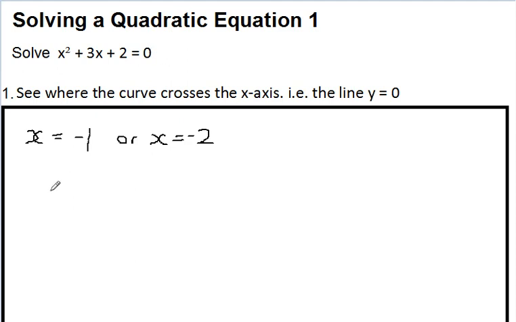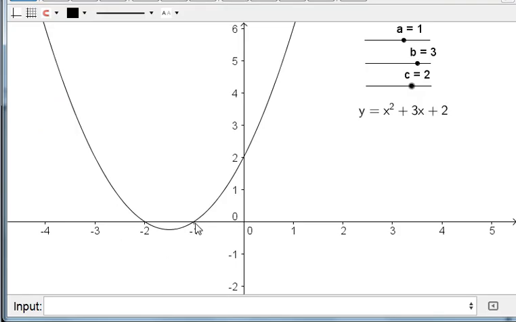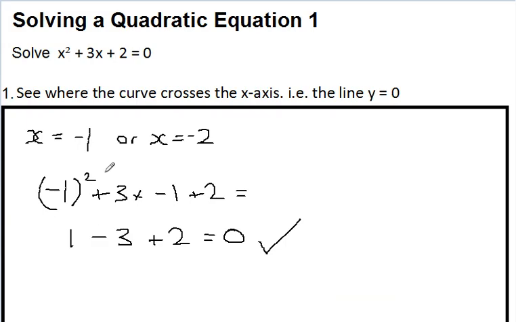Okay, so if I plug in minus 1 into this equation, so minus 1 squared plus 3 times minus 1 plus 2, does that in fact give me 0? Well, minus 1 squared is 1. 3 times minus 1 is minus 3. So that's 1 minus 3 plus 2. 1 minus 3 is minus 2. Plus 2 does in fact give me 0. So minus 1 is a solution of this equation. If I just go back, you can see minus 1 is a point where the curve crosses the x-axis. It's a solution of this particular equation here.